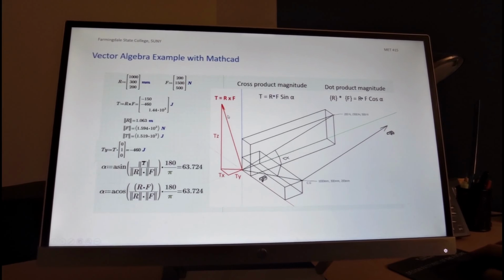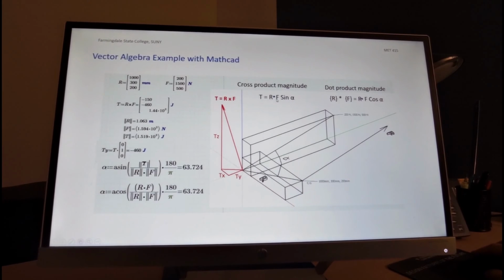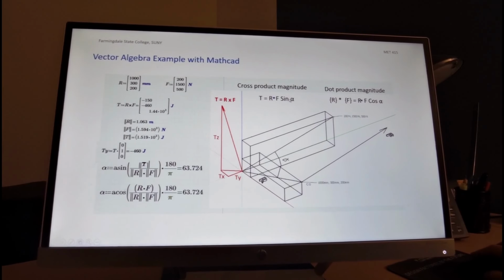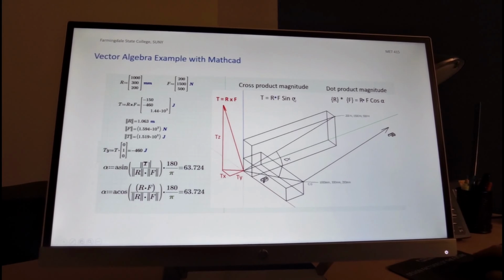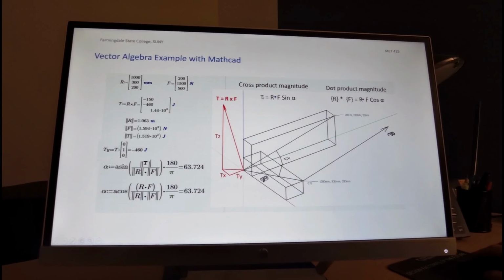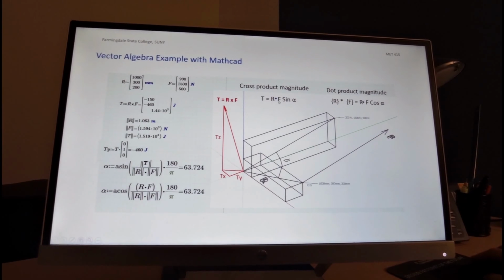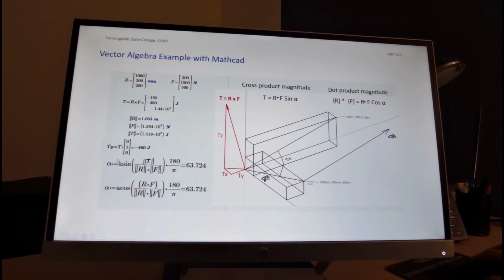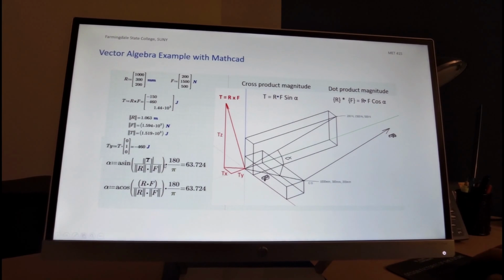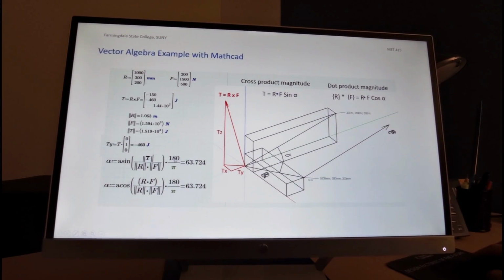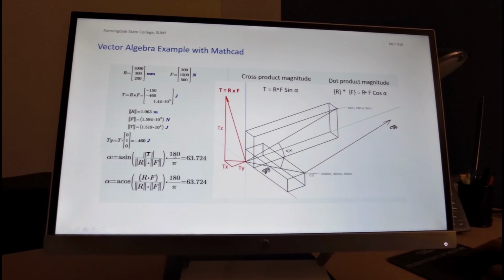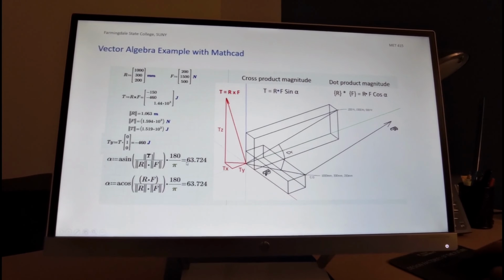Now, to find out the angle between them, we can either use the cross product definition or the dot product. If you use the cross product definition, you see that alpha can be found by taking the magnitude of the torque divided by the product of the magnitudes of the two vectors. This is designated over here with this formulation. And to convert the angle from radians to degrees, we multiply by 180, divide by pi, and we get 63 degrees, 0.724.